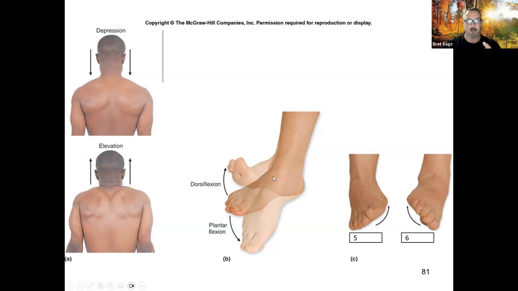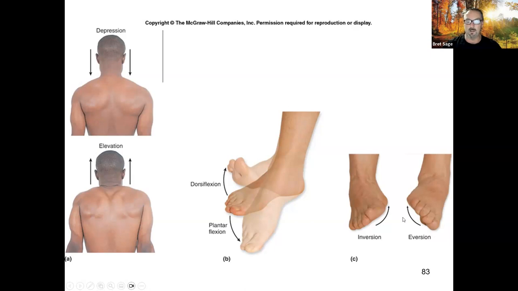This is not called flexion and extension. It's dorsiflexion and plantar flexion because of the way the ankle is set up. Now, these are the two special ones I didn't show you. Inversion, where the center line of your foot is tilted inward. And eversion is where the lateral portion of your foot is tilted upward.